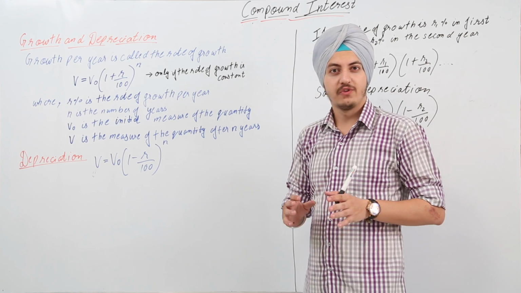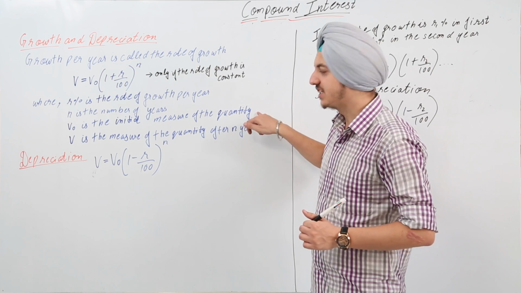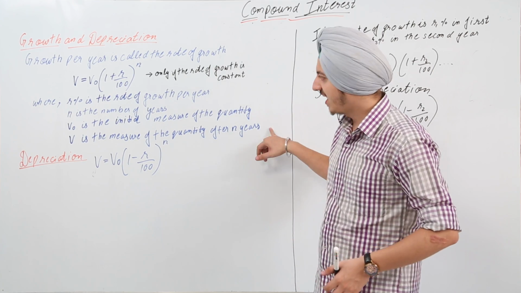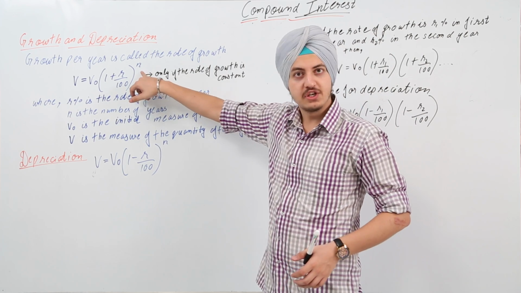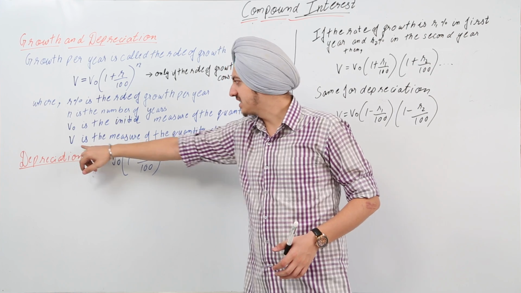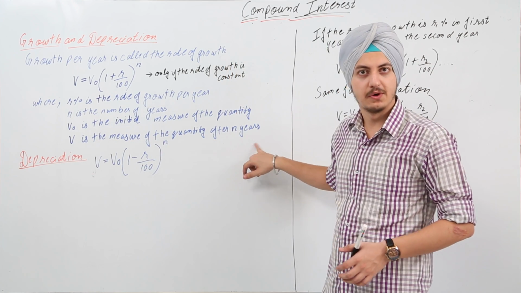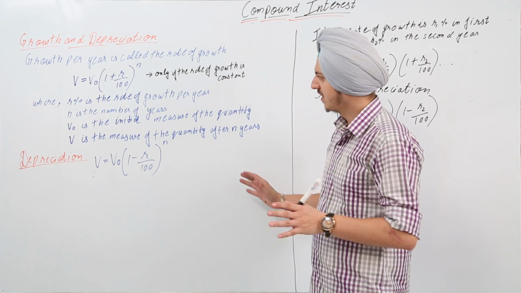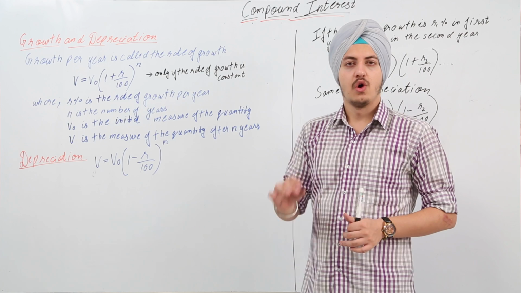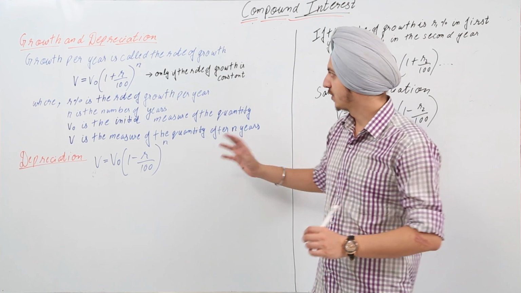Now V naught here is the initial measure of the quantity, like the initial weight of a child when it is born, say 10 kgs. So this is the initial weight. What is his weight after 2 years? That will be the final weight, and the n there would be 2 years. So V naught is the initial weight. V is the measure of the quantity after n years. So this is the final measure or the final weight of the child. This is how we can find out the value of anything that grows at a constant rate, right?